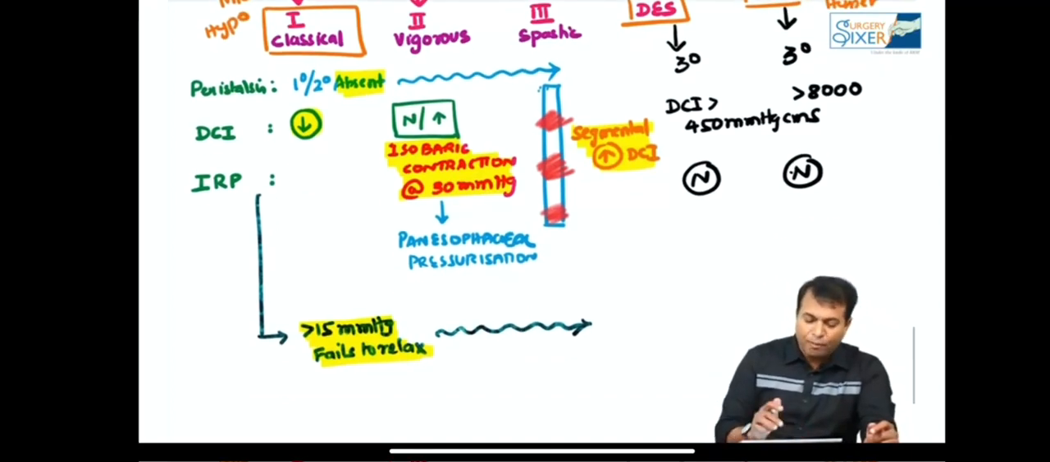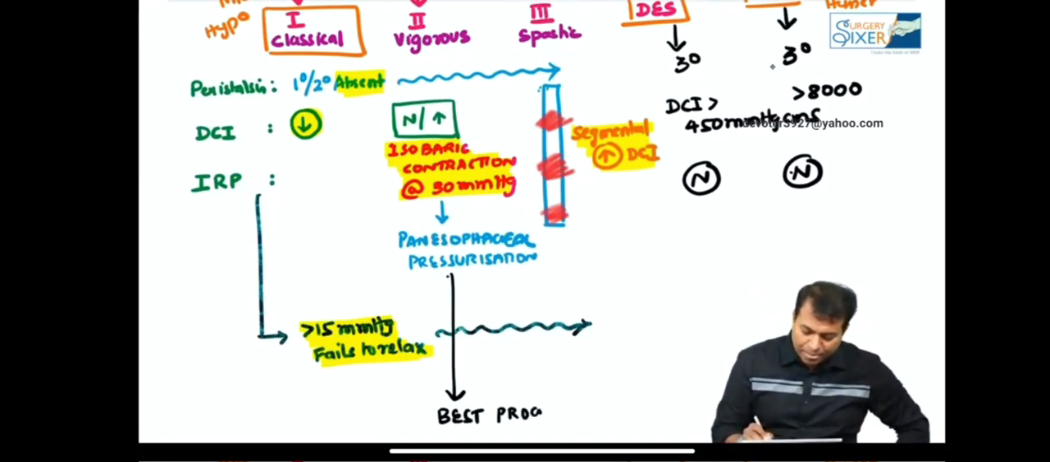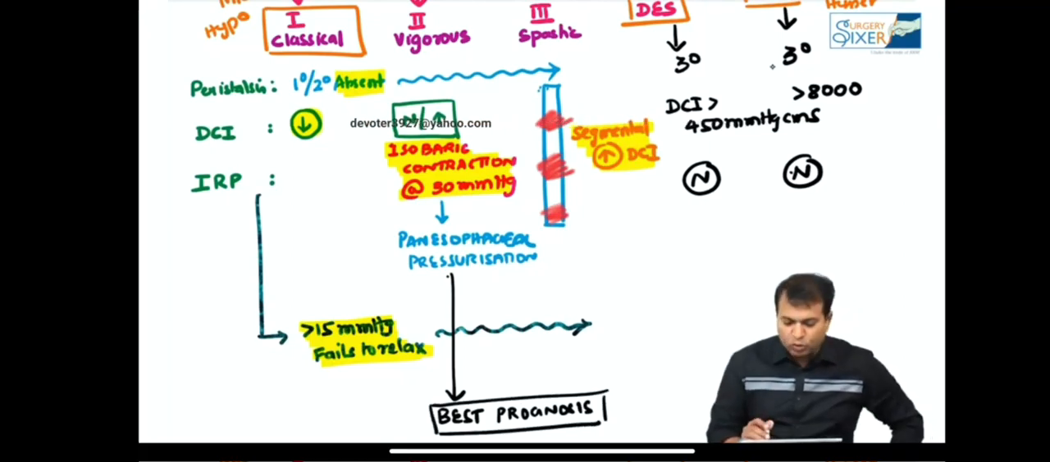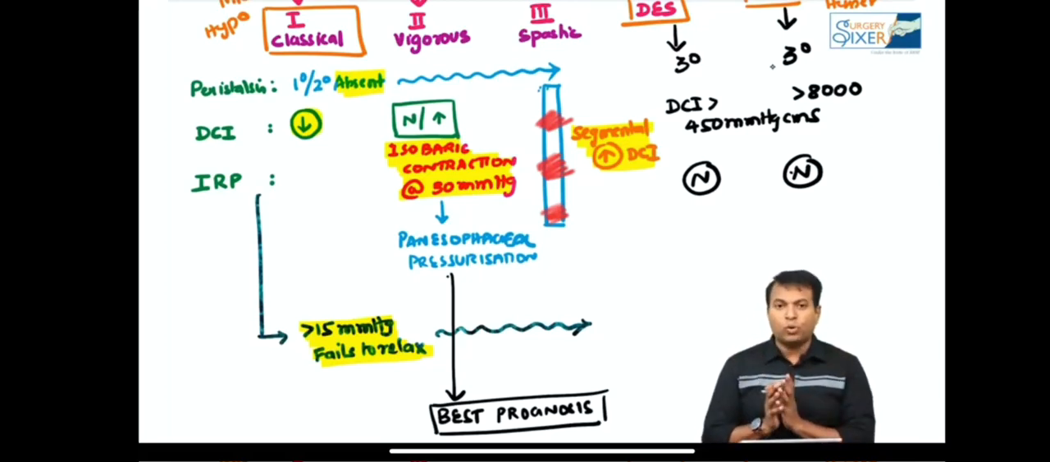Among these 3 achalasias, the best prognosis is seen with vigorous achalasia, because they have high pressure in the esophagus, so when you treat them, they will respond well. Please don't forget. Because the amplitude is good, after doing myectomy the food will easily move down. But in other achalasias, the amplitude is not so good, the food particles will not move properly.